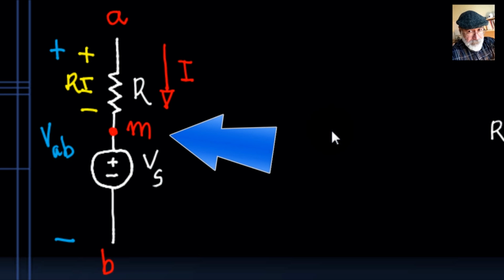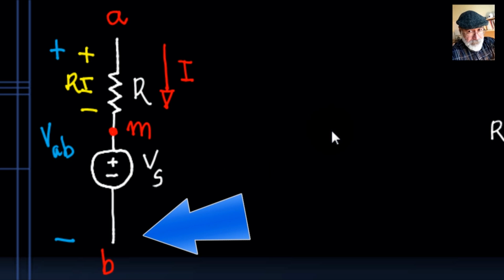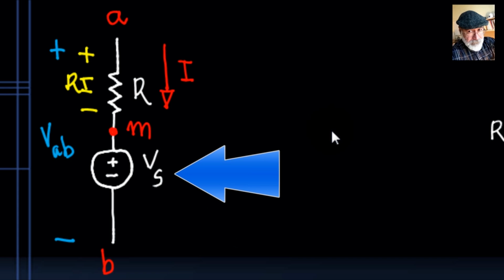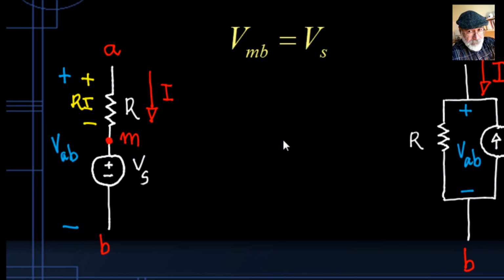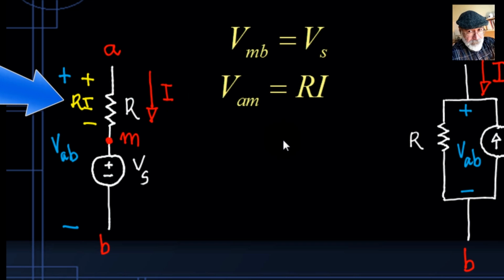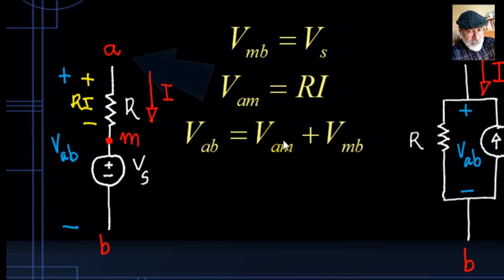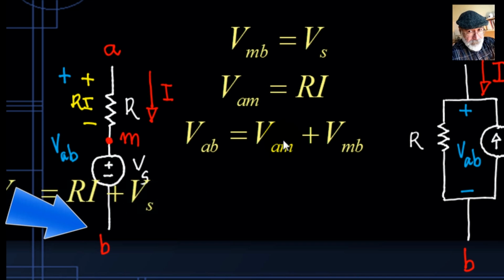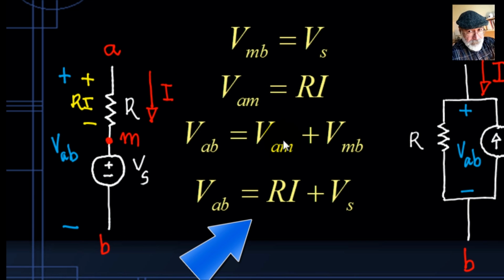That means that node M in the center is higher than B by the value of the source, Vs volts. M is higher than B at the bottom by Vs volts. And A is higher than M by Ri volts. So if we add those two voltages, we get the voltage between A and B. Absolutely. A is higher than B by all of that, Ri plus Vs.